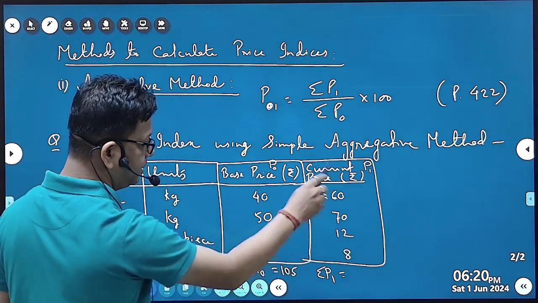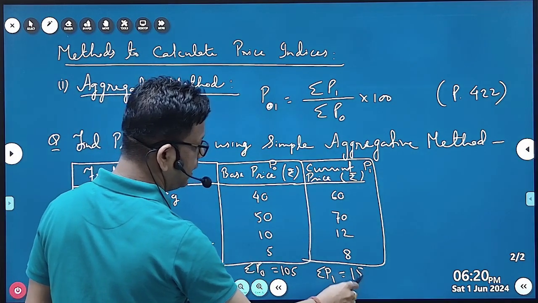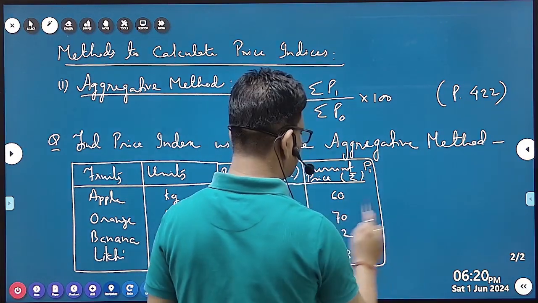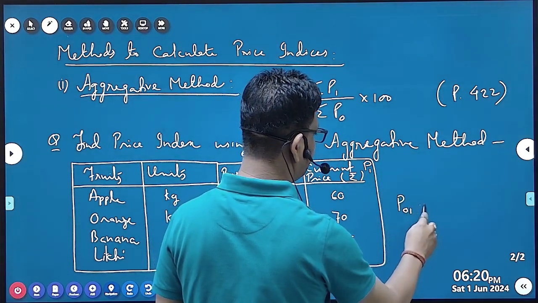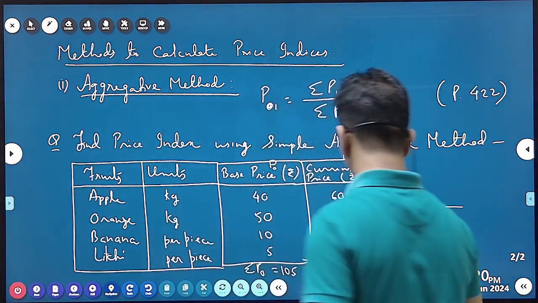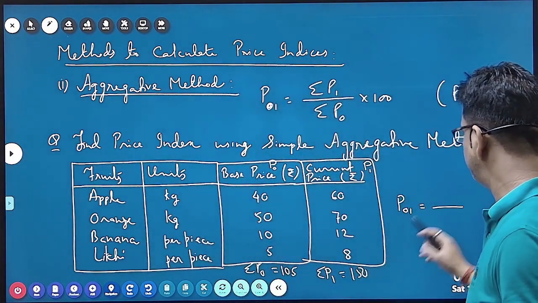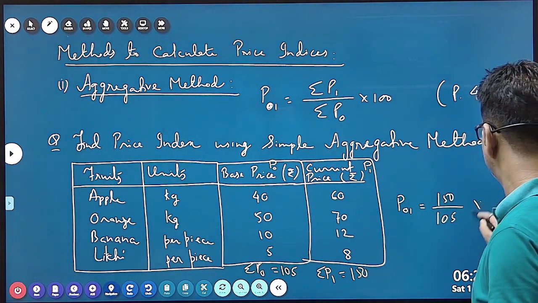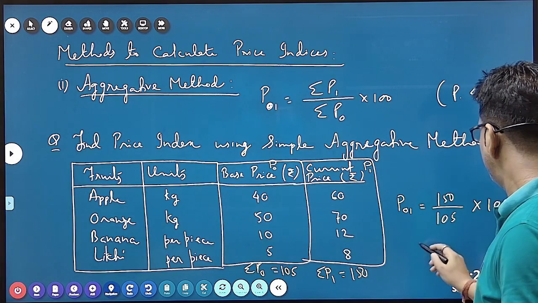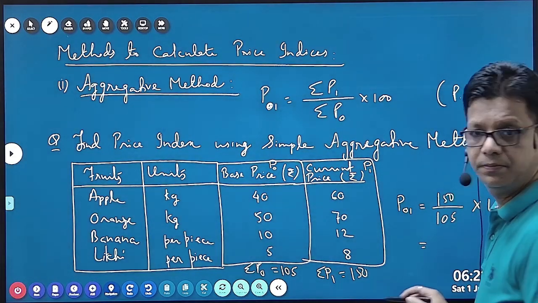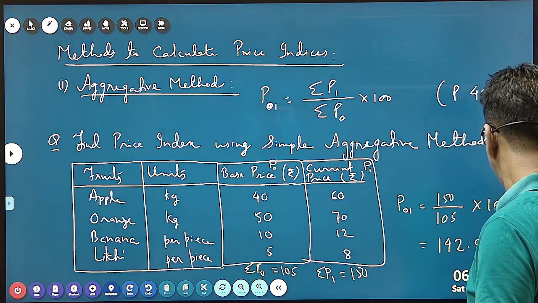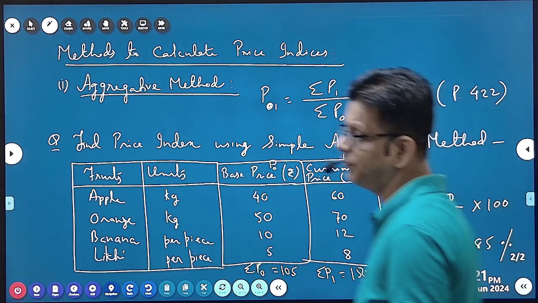105. And this one 150. And you just go to the price index in that formula. So P01 is equal to summation of P1, that means the current price, as you said, 150 by 105. Just multiply by 100. So it is 142 point something. This is in percentage, of course. So this is the aggregative method.